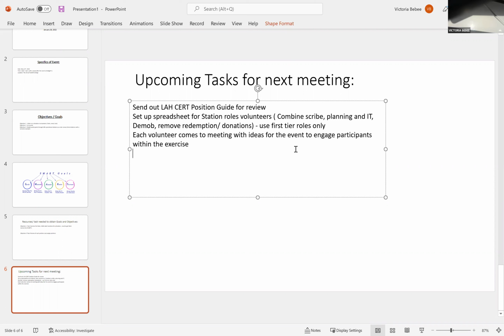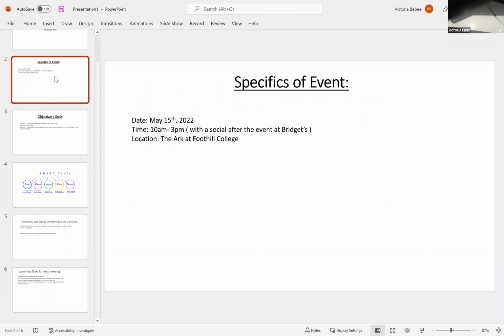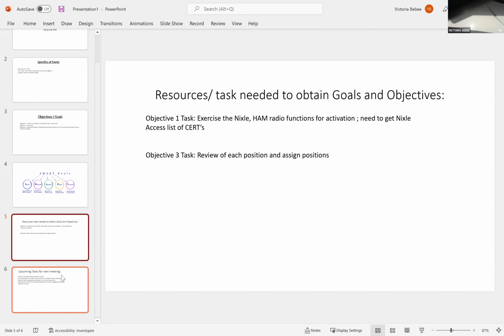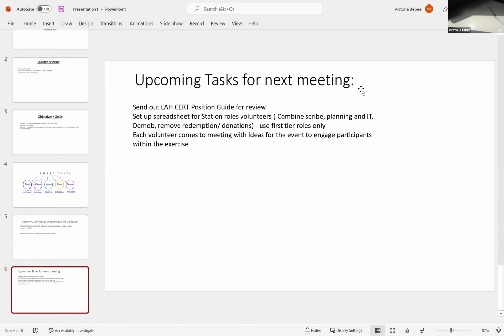All right, so how does this look for the first go? I'm going to work on that a little more. I think I can add some more things for that, but an upcoming task for next meeting. Did I go too fast?